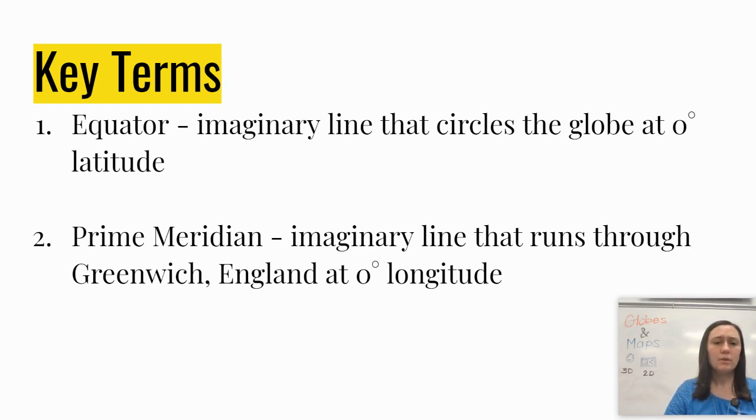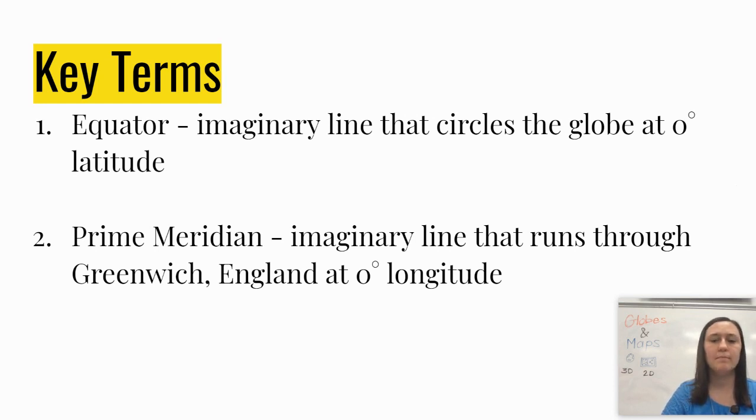So first we have equator. That's the imaginary line that circles the globe at 0 degrees latitude. You probably learned that before as the imaginary line that cuts the earth in half. That's fine. But we're getting more specific in 8th grade social studies. We're going to talk about latitude and longitude. So at 0 degrees latitude, that's where the equator is. That's important.